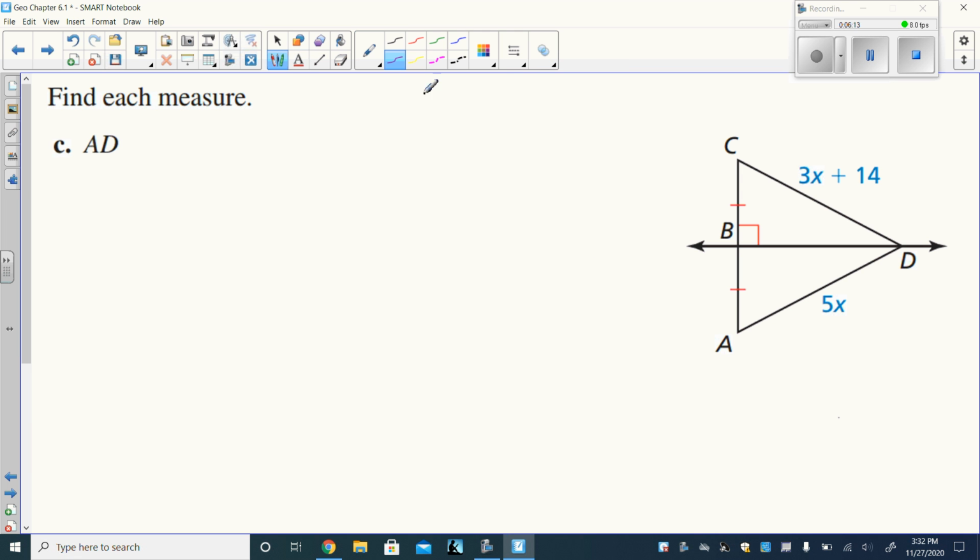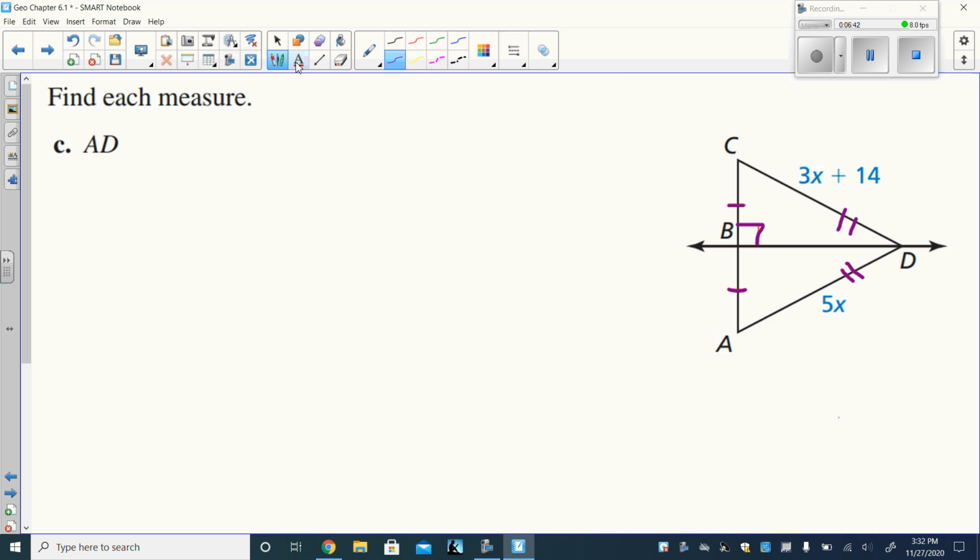Well, we have two congruent sides. These two are congruent, so it's being cut in half. Line BD cuts line segment CA into two congruent parts. And we have a right angle, so it's a perpendicular bisector, which means that these other two sides have to be congruent. They have to be the same. Well, that helps us because what we're trying to do is find the measure of AD.